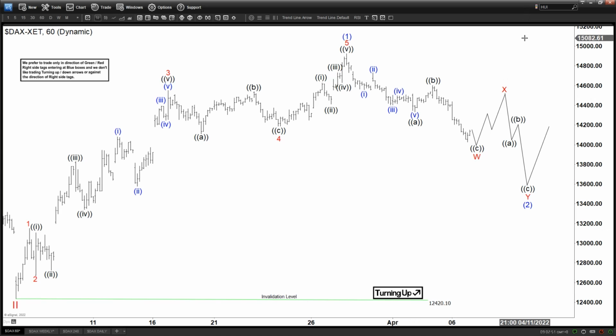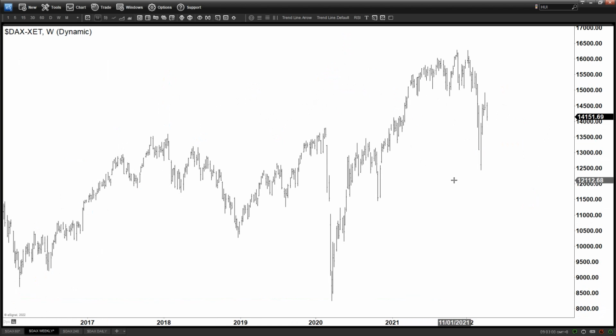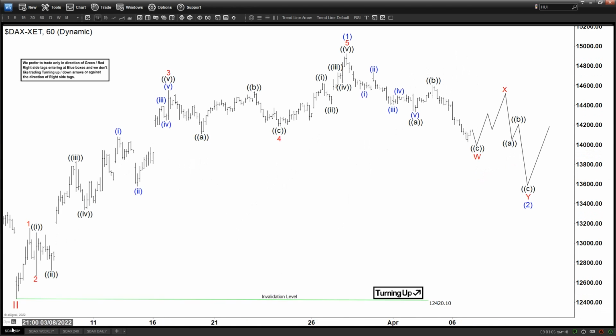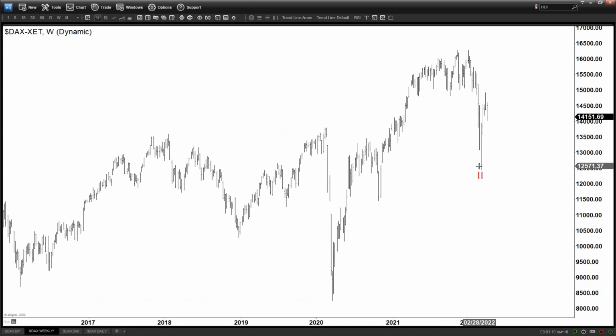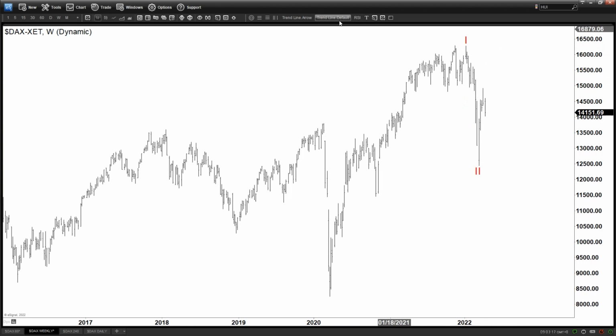Now let's take a look at the larger degree and make sense of it. I'm going to put this wave 2 in the cycle degree. When I look at the weekly time frame, that wave 2 is at the same level, 12,420, which is this level. So if this is wave 2, then obviously this is your wave 1, and that means the starting point of wave 1 has to be over here, which is March 2020. This is the COVID-19 low.